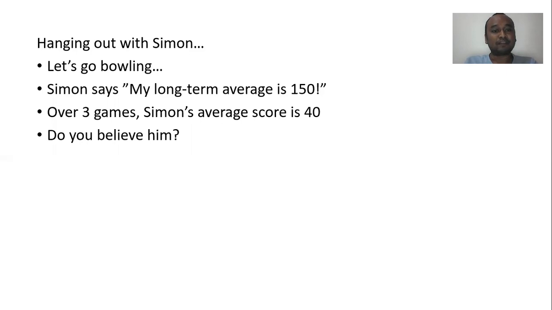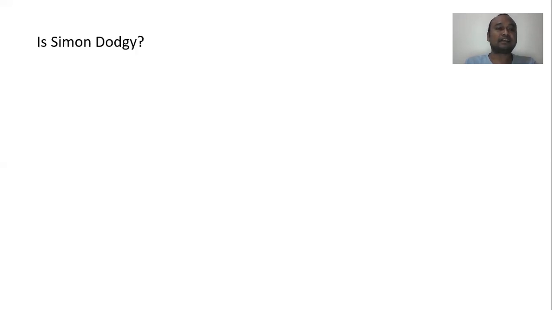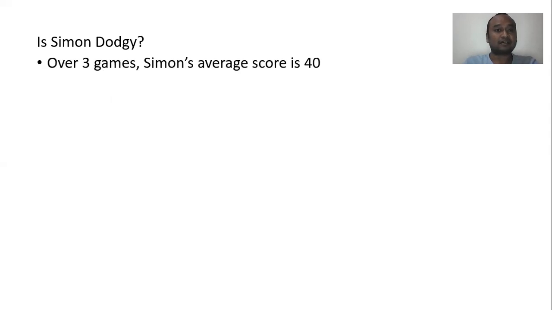And do you believe him? Do you believe Simon? His average score is 150? Or is Simon dodgy? Is Simon a liar? Now, let's answer this question. The fact is, over 3 games, Simon's average score is only 40. From this data, you most likely don't believe him. Don't believe his average score is 150.